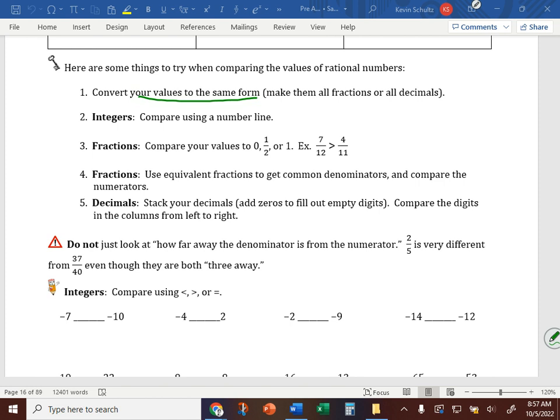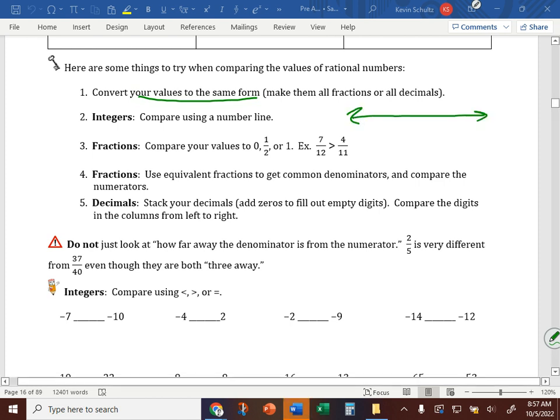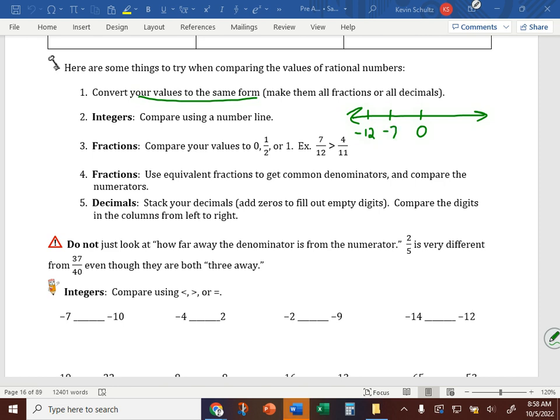For integers, you want to use a number line. We're familiar with that. What can you tell me about values on a number line? Like which direction is greater than, which direction is less than? Adrian? Left is less than, and right is greater. Yeah, so anytime you've got two values on a number line, say -12 and -7, because -7 is further to the right on the number line than -12, you know it's going to be the greater value. So number lines can help with integers.